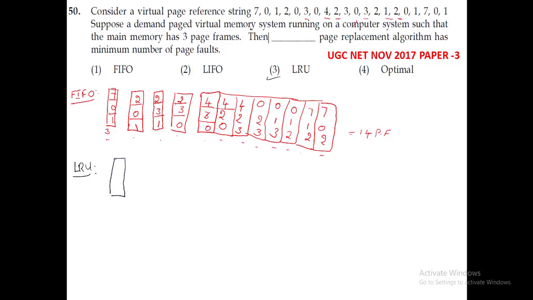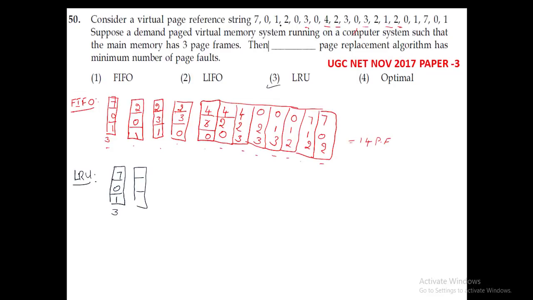Among these reference strings, 7 0 1 2 0 3 and so on, LRU says that we take the recent past as an approximation of the near future. Then we replace the page that has not been used for the longest period of time. For example, initially 7 0 1 is not there, so 3 page faults occur. And the next page referred by the CPU is 2, which is not there.